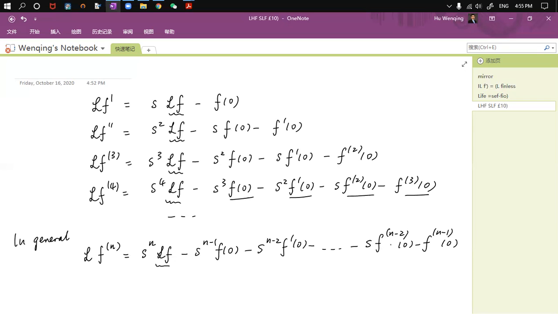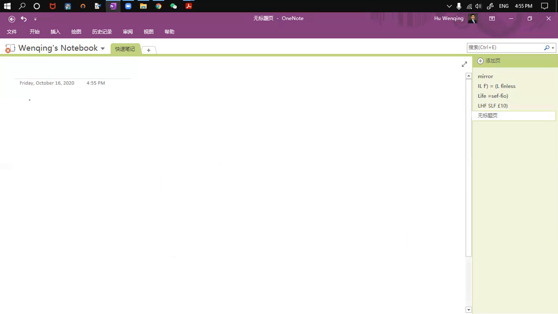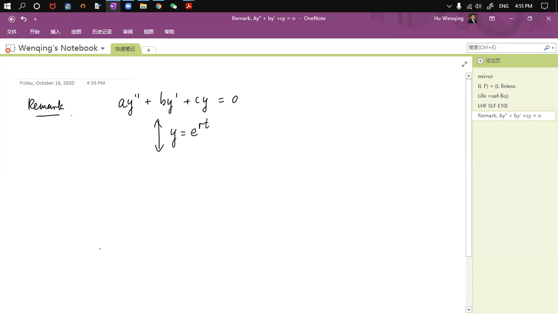Now let me make a few remarks about differential equations. Imagine that you are solving a constant coefficient equation like what we saw before, equal to 0. Then you're doing a certain transformation, although it's not a Laplace transform: you say that y is equal to e to the power of rt. Because of this, the equation is replaced by the characteristic equation ar squared plus br plus c equals 0. That's exactly what you did in the previous chapters, right?